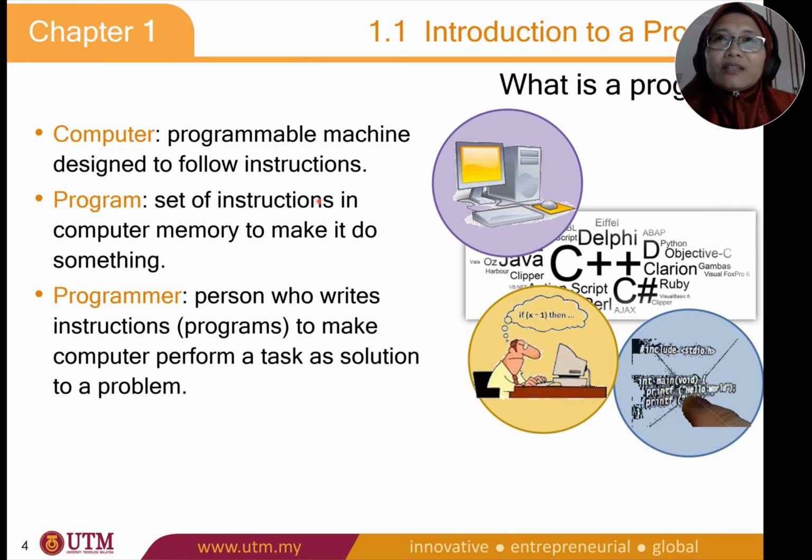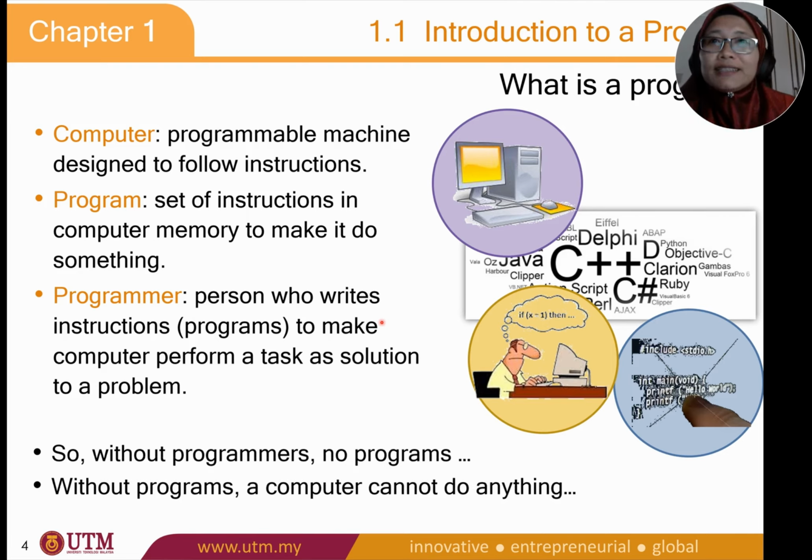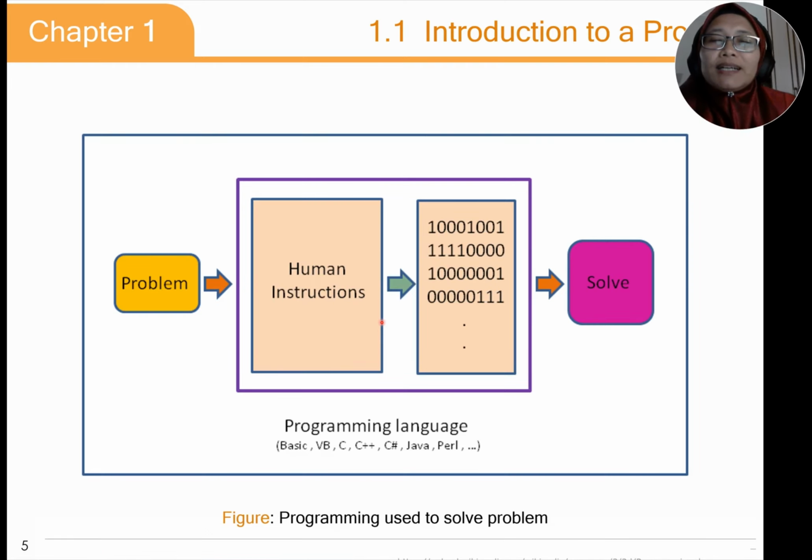So these are the official definitions. A computer is a programmable machine designed to follow instructions, and the instructions are in a set, in a program. The programmer is the person who writes instructions. By the end of this course, or maybe even by the second or third week, you will learn how to be a programmer. Without programmers there are no programs, and without programs a computer cannot do anything.